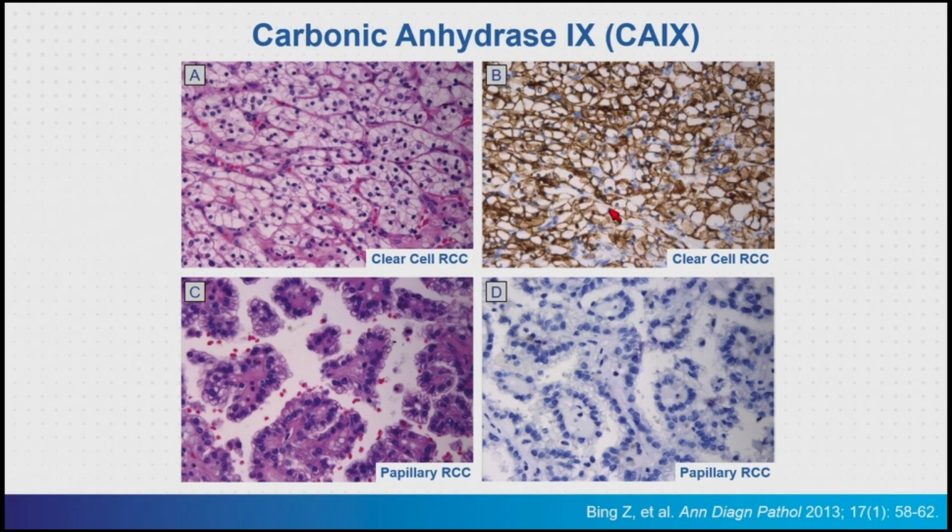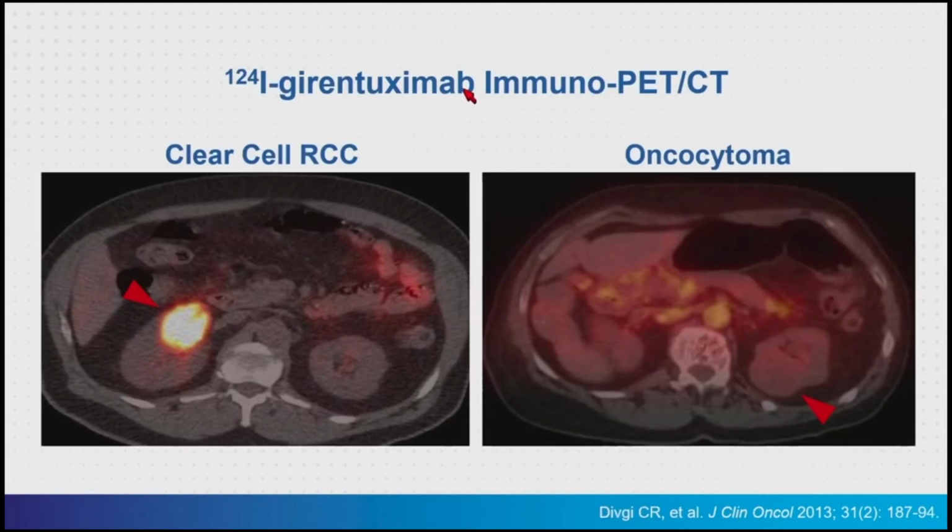And you can see it's pretty darn specific for clear cell RCC. Here you can see the papillary subtype of RCC does not take up the antibody used for this staining. So over the years, there have been a variety of different forms of the girentuximab antibody, which have been used for both diagnostic and therapeutic purposes. Here's an image from a study that was published in the Journal of Clinical Oncology using an I-124 labeled version of the antibody. You can see a clear cell RCC lights up beautifully with the radiotracer, whereas a benign oncocytoma does not. So if faced with this patient, you could make a very clear treatment decision for what to do with them without having to do a biopsy or simply guess.